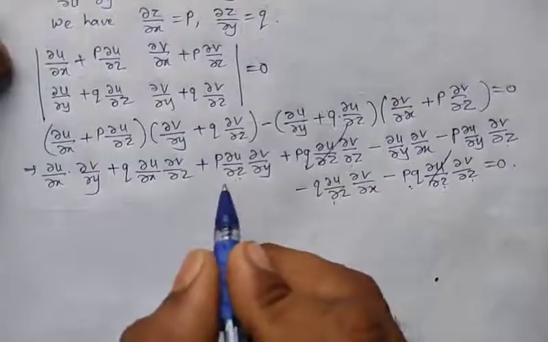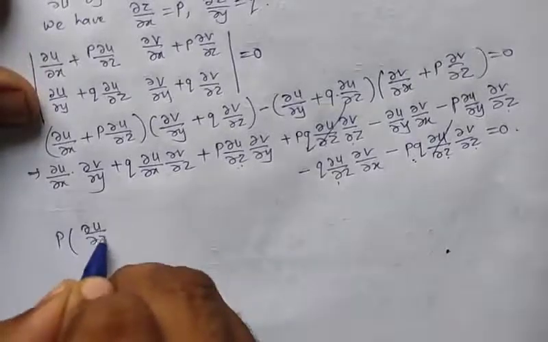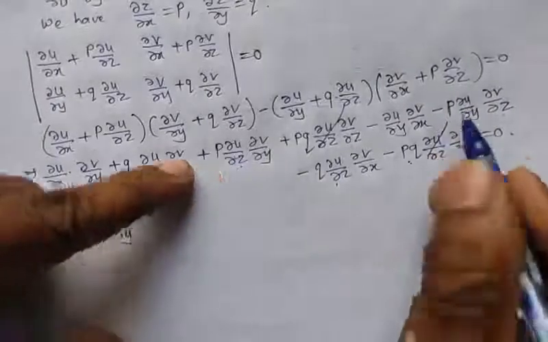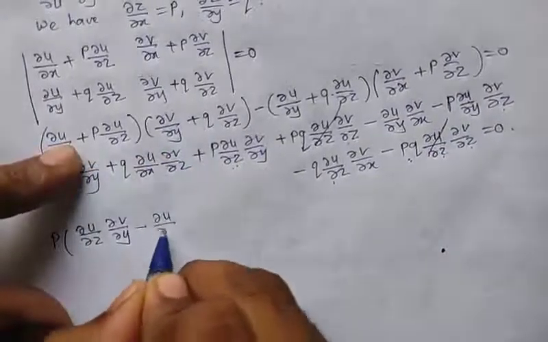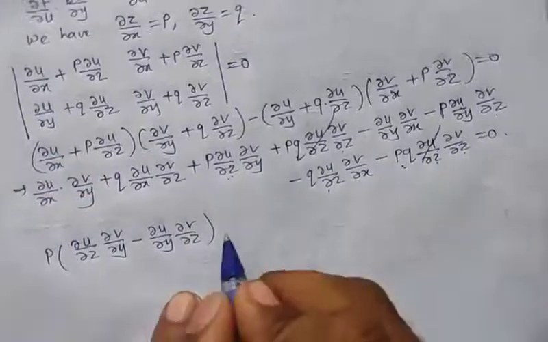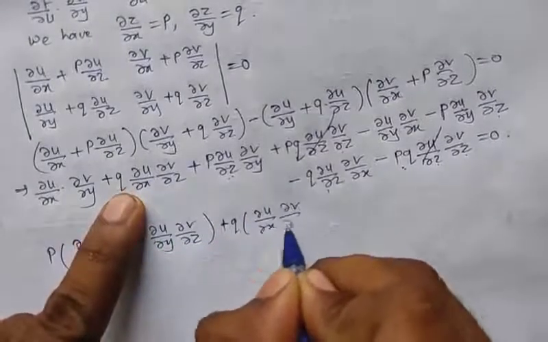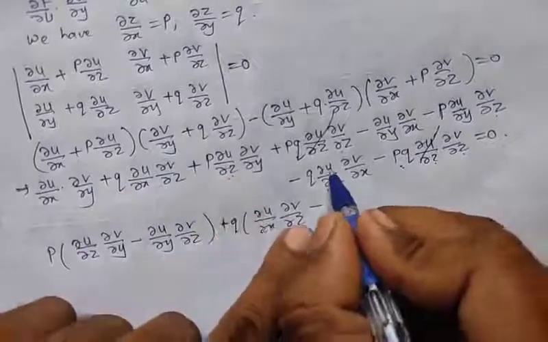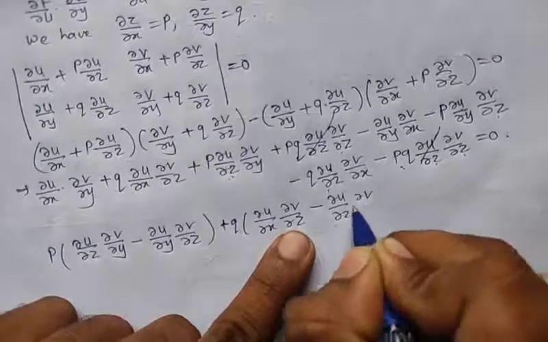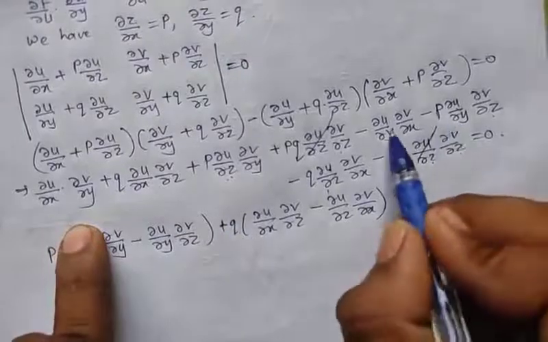So then what will happen? After taking p outside, in the bracket we get ∂u/∂z ∂v/∂y minus ∂u/∂y ∂v/∂z. Plus, taking q outside, in the bracket ∂u/∂x ∂v/∂z minus ∂u/∂z ∂v/∂x, which is equal to, and so I will put this value on the right hand side.